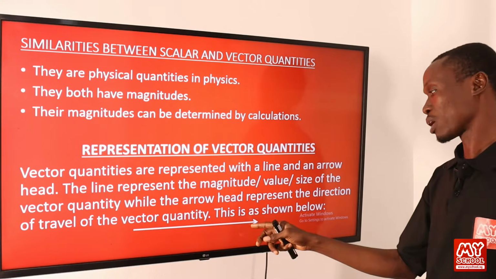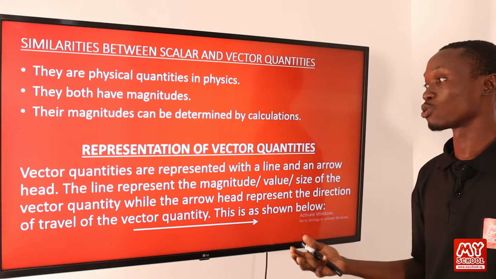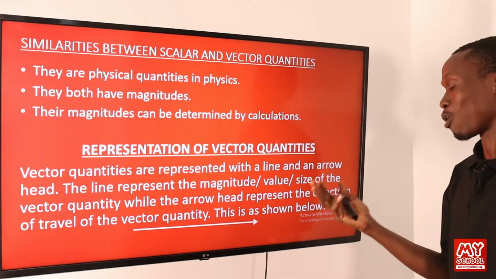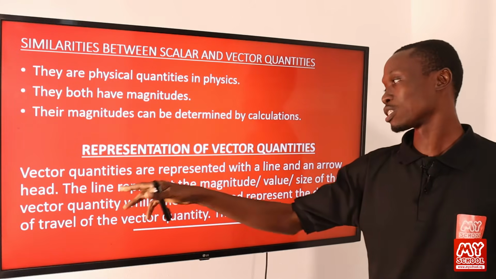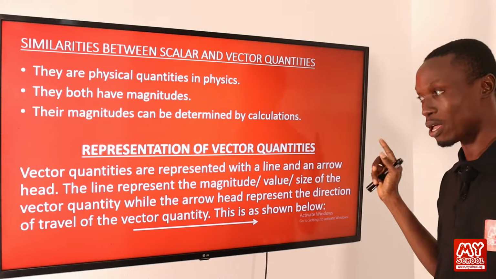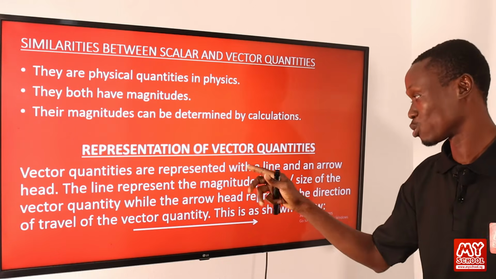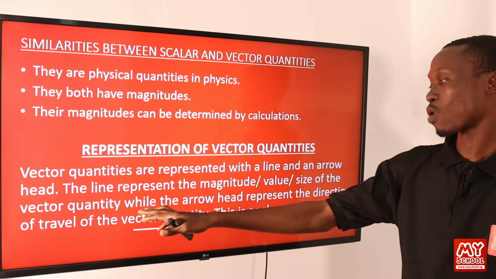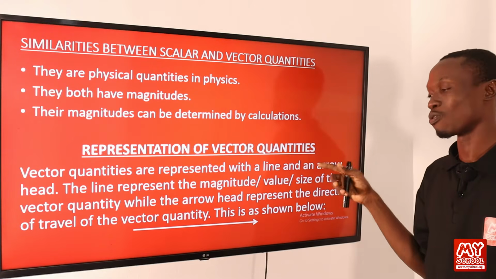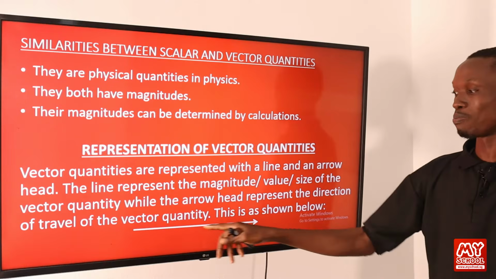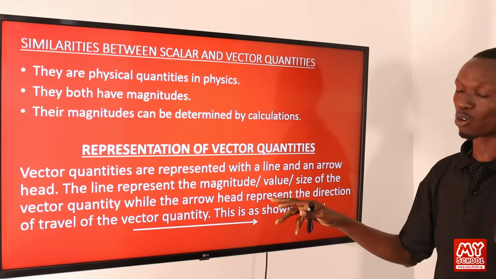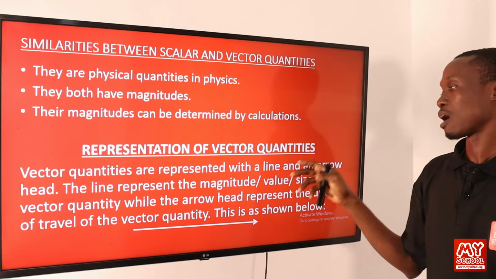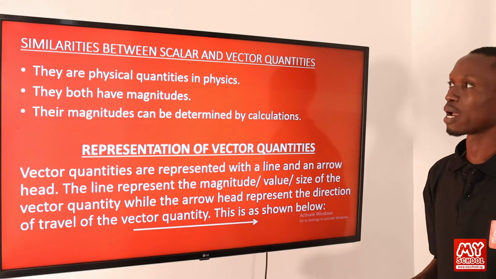So the straight line indicates the magnitude of the quantity, in this case vector quantity, while the arrow indicates the direction of the quantity. The line represents the magnitude. Another word for magnitude is value, or you can say size, of the vector quantity, while the arrowhead represents the direction of travel of the vector quantity, and this is what is shown below. So this is how a vector quantity is represented, using a line and an arrowhead. So let's move to the next slide.